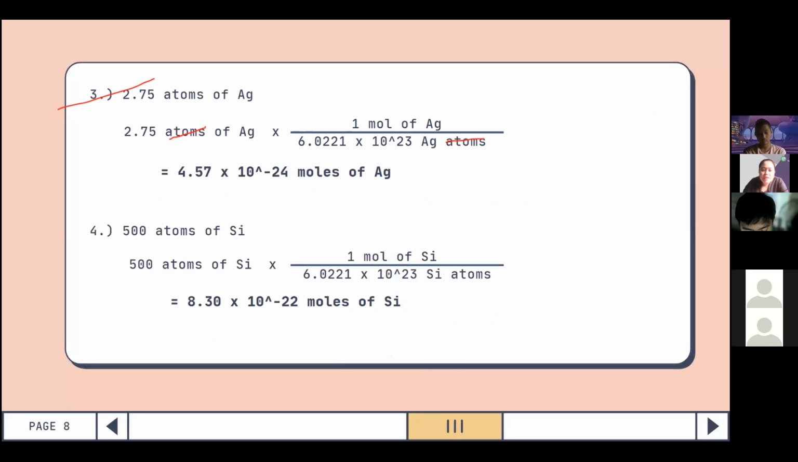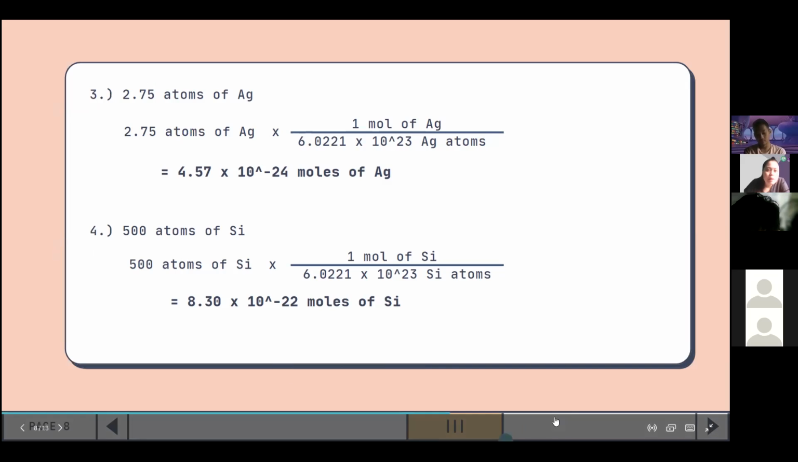Next. 500 atoms of silicon. The same way of solving. Divide natin sa 6.0221 times 10 raised to the power of 23. This is 8.30 times 10 raised to the power of negative 22. So this one is also correct. And then lastly, let's have the number 5.